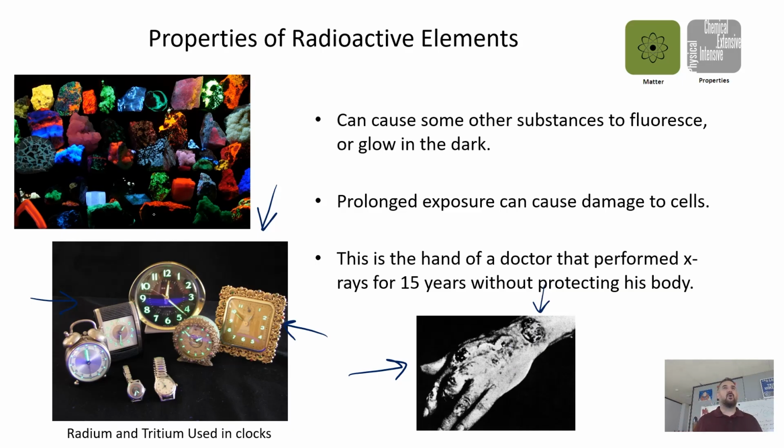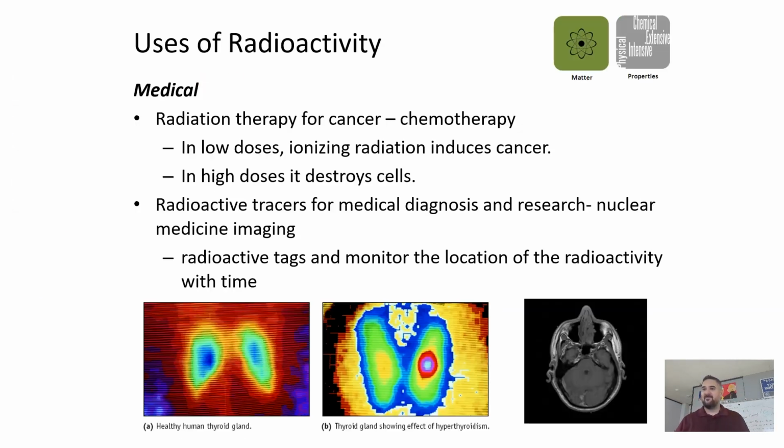But these clocks, if you go to antique shops, you can still buy them. And if you wear them on your wrist, this is what your wrist is going to look like. So you don't want to wear them. You don't want to buy them. You actually want to avoid them. Stay out of antique shops. A lot of radioactive material there.